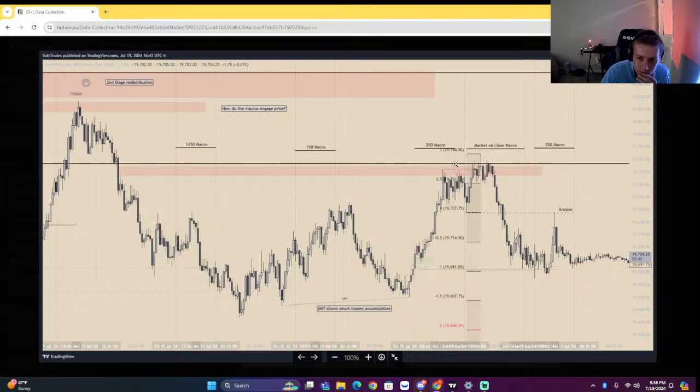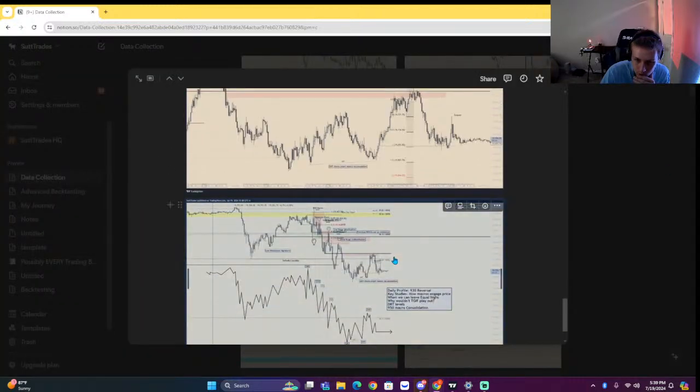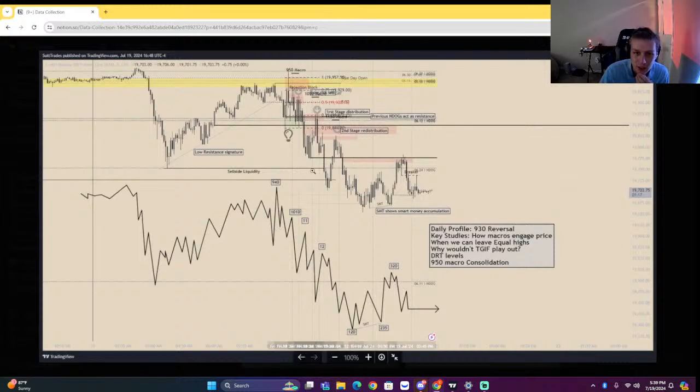In that imbalance, we take buy side liquidity here, shift market structure, and then that breaker is the one that gets repriced to. Also noting this volume imbalance right here that we end up respecting. Then also from this low, high to low, we have a -1 standard deviation that we end up closing off of in that market on close macro. Other than that, those are my salient annotations.